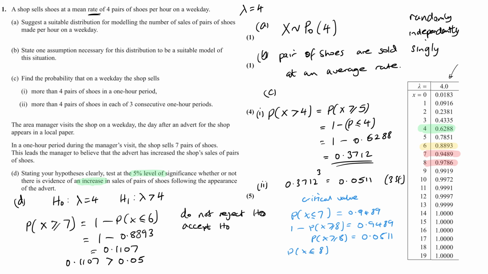Okay, then if I look at the next one, the probability that X is less than or equal to 8 is 0.9786. So doing the same again, the probability that X is greater than or equal to 9 is 1 minus that, so 1 minus 0.9786, and there we have 0.0214. So this is now the critical region here, 9.